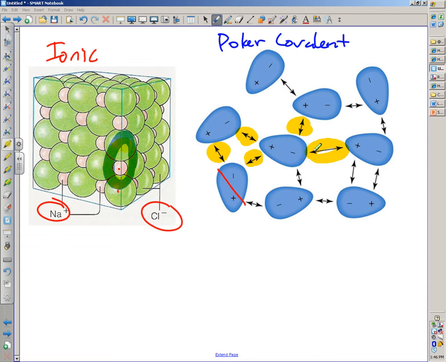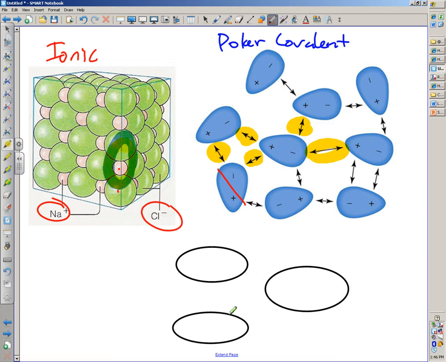Okay. Lexi, go ahead. Would ionic be a solid and polar covalent be a liquid? We can almost think of it that way if you want to. And then nonpolar covalent would be what? Because it's a lot easier to separate, if it's just like this, this, and this.